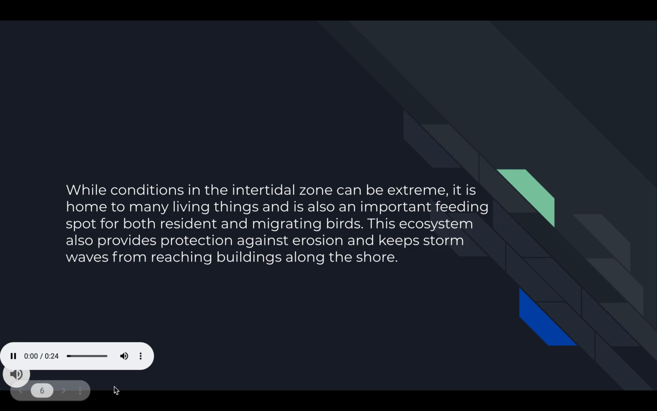We might think that the intertidal zone can be really extreme, but it's a home to many living things, and it's also an important feeding spot for both resident and migrating birds. This ecosystem also provides protection to us against erosion and keeps storm waves from reaching buildings along the shore.